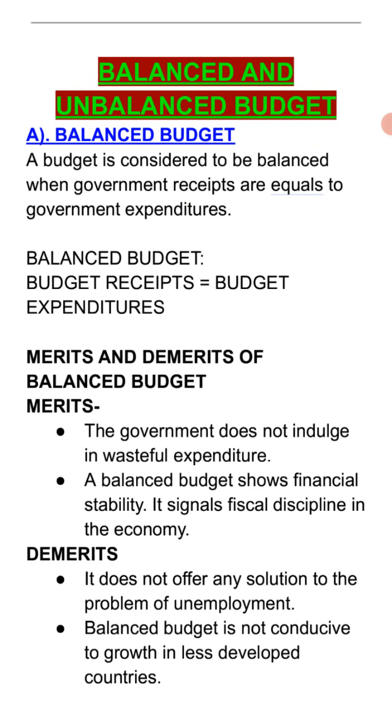Now the next topic is the balanced and unbalanced budget. When the government expenditures and receipts are equal, that will be the condition of a balanced budget. And what can be the merits? The very first, that the government will not be involved in any wasteful activity. The second one, a balanced budget shows financial stability. It shows the financial smoothness and stability.